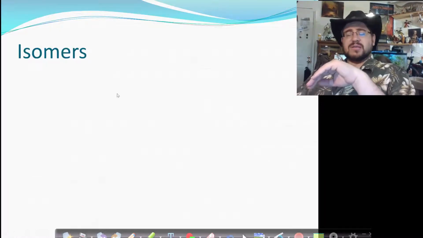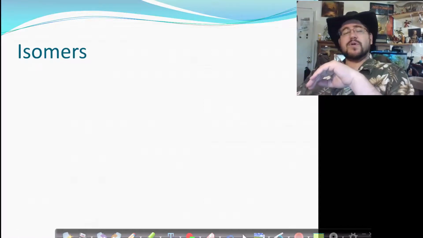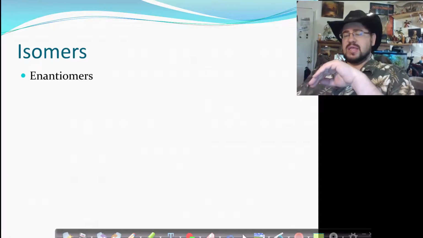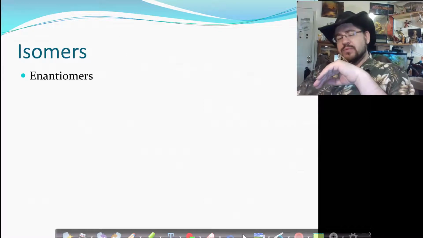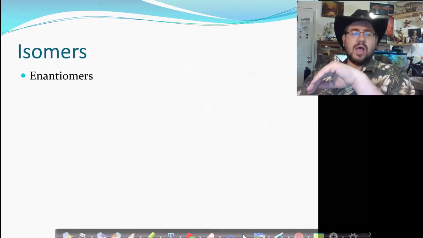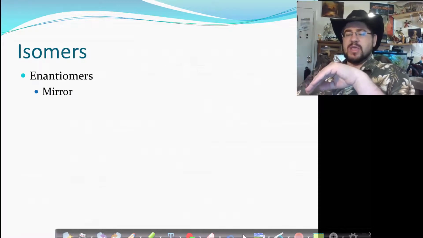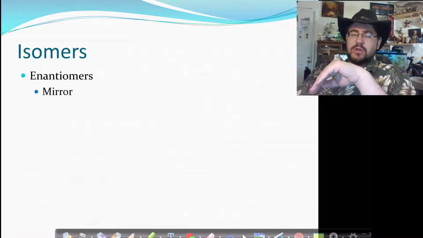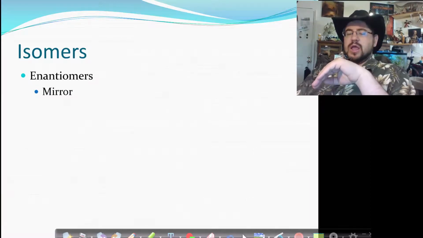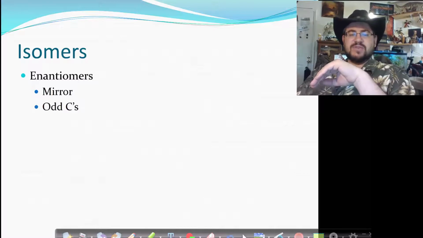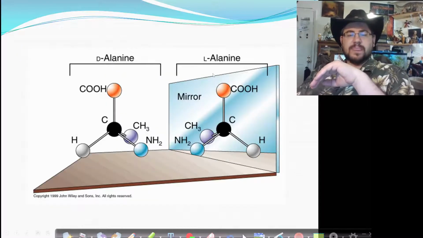On to the third type of isomer, which is a little more difficult to talk about, but basically we're talking about enantiomers. This works for odd-numbered carbon compounds, and they have to be odd-numbered because an enantiomer is basically where you have two compounds that are mirror images of each other. So again, this only occurs when you have an odd number of carbons.